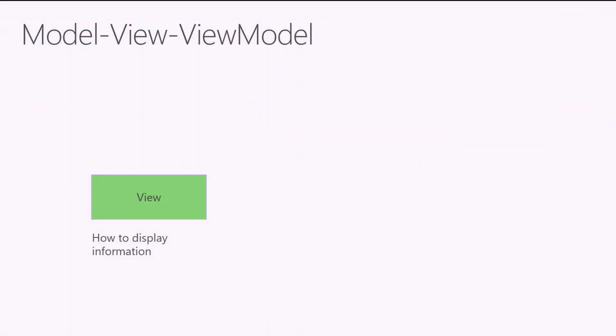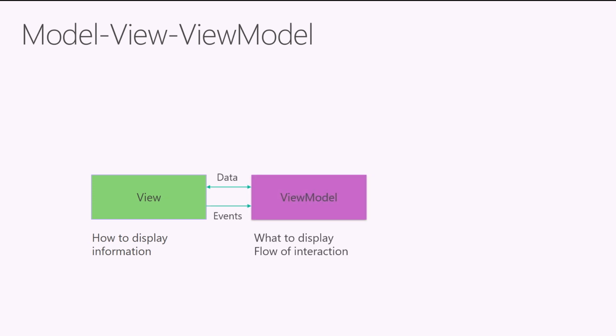And a way you can think of it, if I go ahead and show you a diagram here, we'll jump into the slides, is that think of it like this. You have your view. It's essentially how you display your information. This could be anything. It could be Xamarin.Forms, it could be an Android XML file, it could be a storyboard file. It's just how you display your information. Then you have your view model. And we can see how the data and events are flowing here.